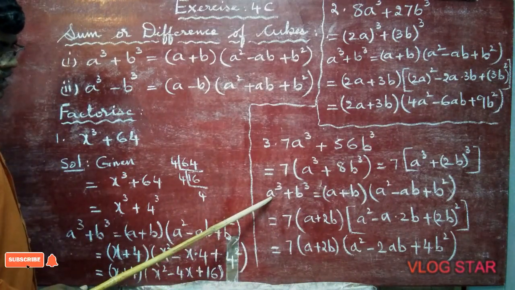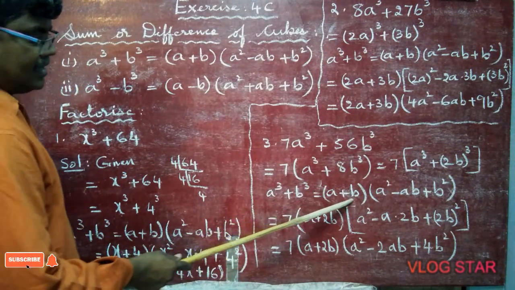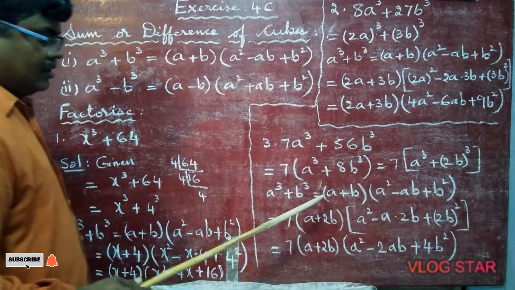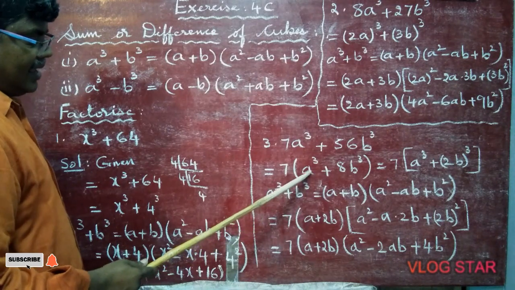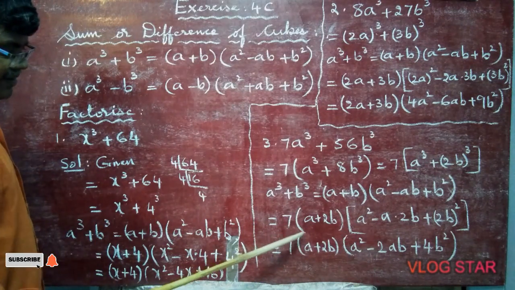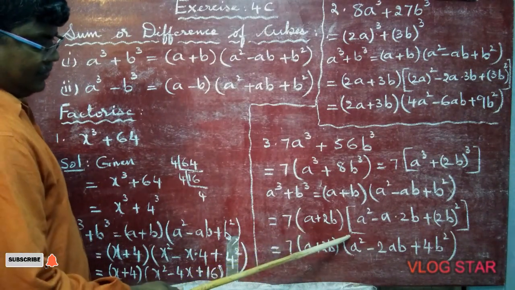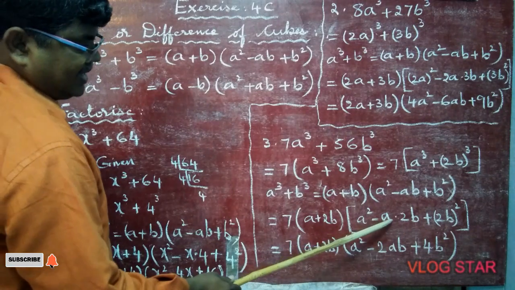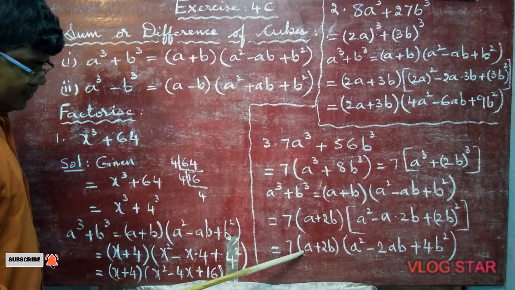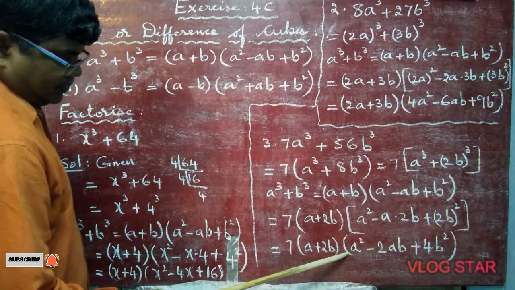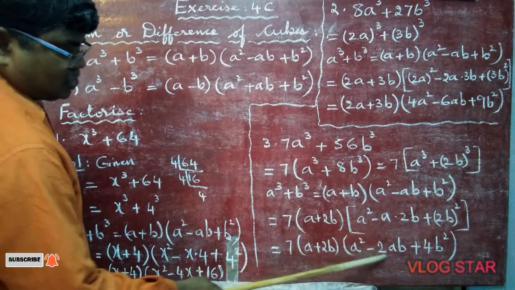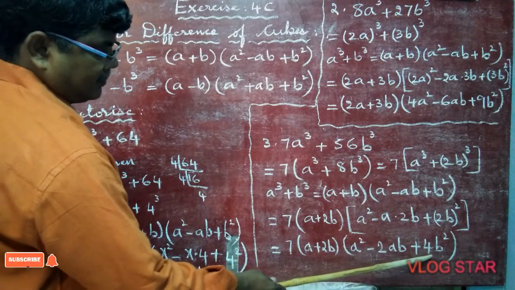Now which formula? A cube plus b cube is equal to a plus b into a square minus ab plus b square. Now in the place of a, a only is there. In the place of b, 2b is there. So 7 into a plus 2b into a square minus a into 2b plus 2b whole square. Now 7 into a plus 2b into a square as it is, minus 2ab, plus 2b whole square means 2 2s 4 b square.